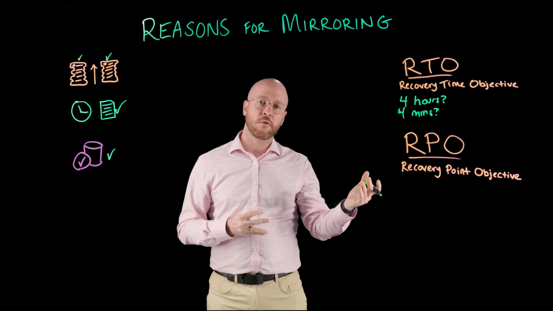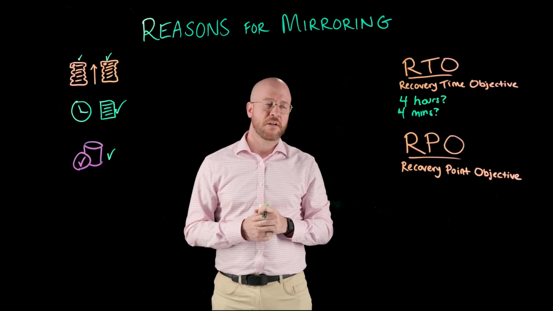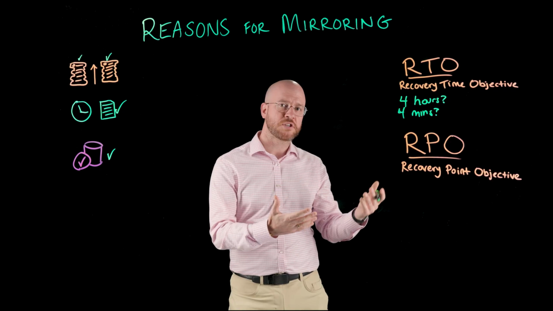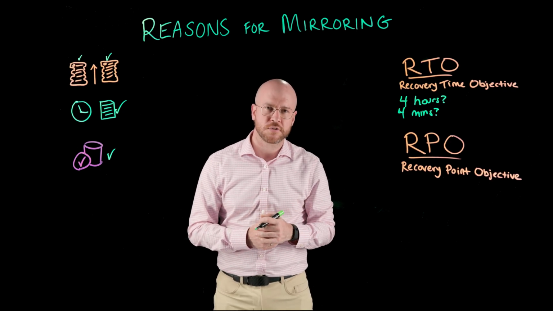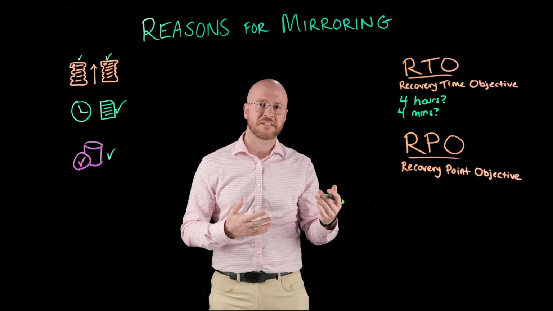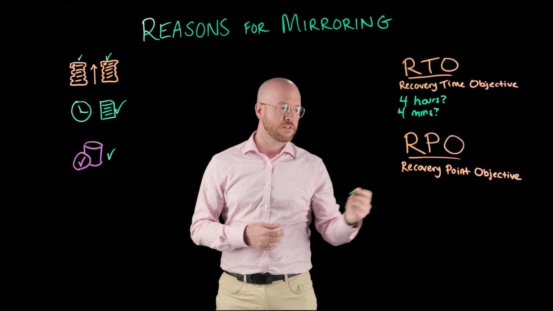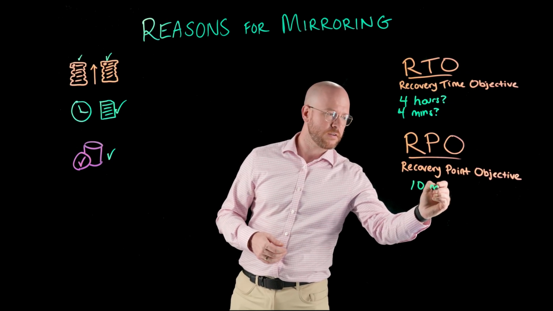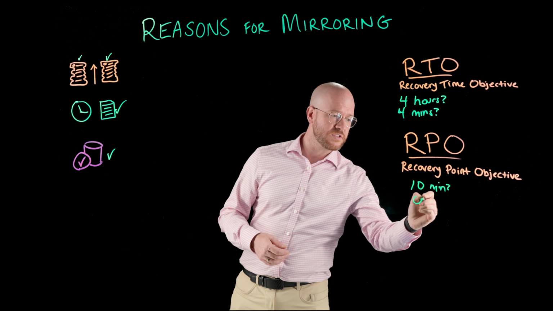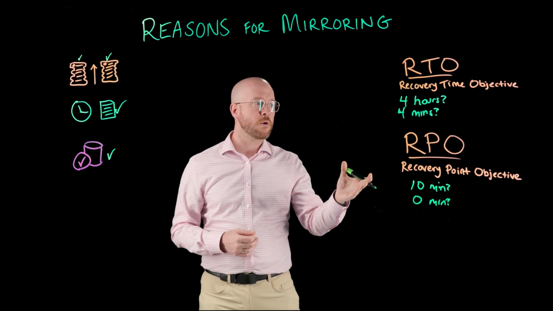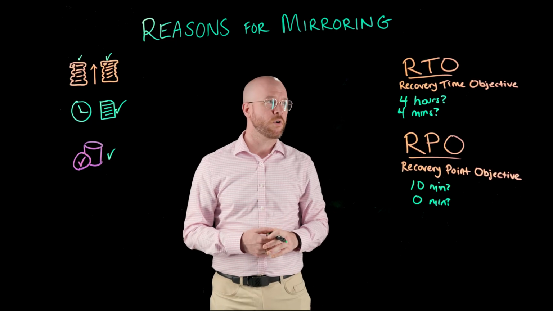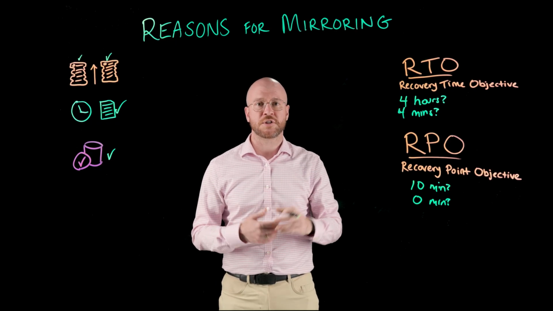Now, with RPO, Recovery Point Objective, that measurement also comes in as a unit of time, but you're measuring how much data you can afford to lose. Are you able to afford the last 10 minutes of data being lost? The last 5 minutes of data? Maybe you can afford 0 minutes of data being lost, right? RPO is all about data loss and how much you can afford, whereas RTO is about how much downtime you can afford.